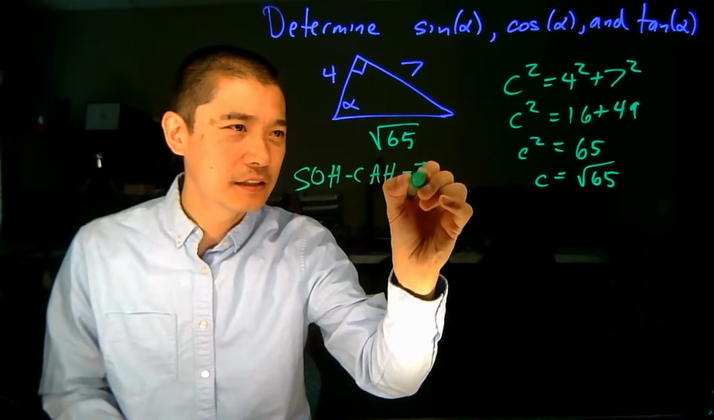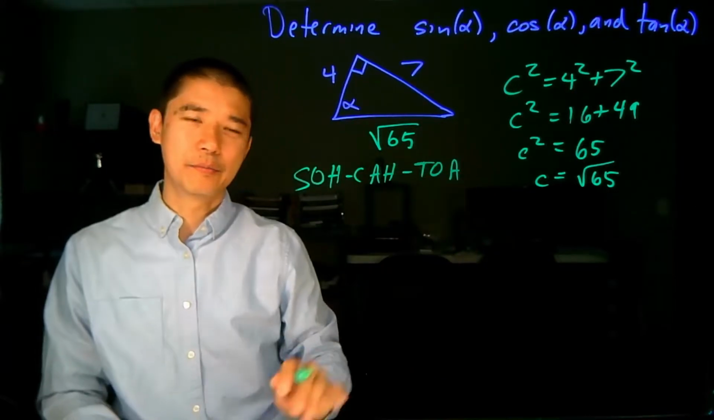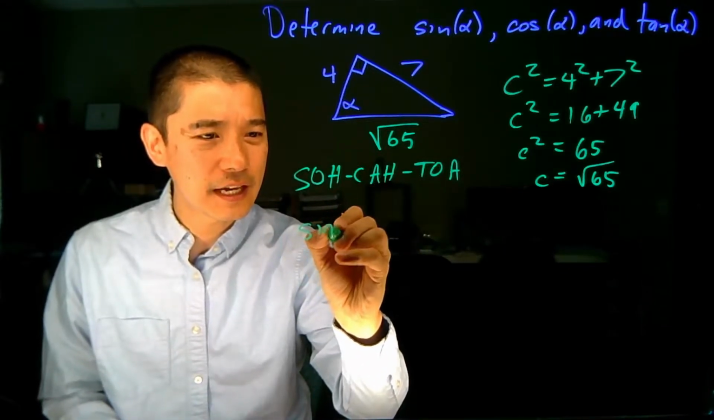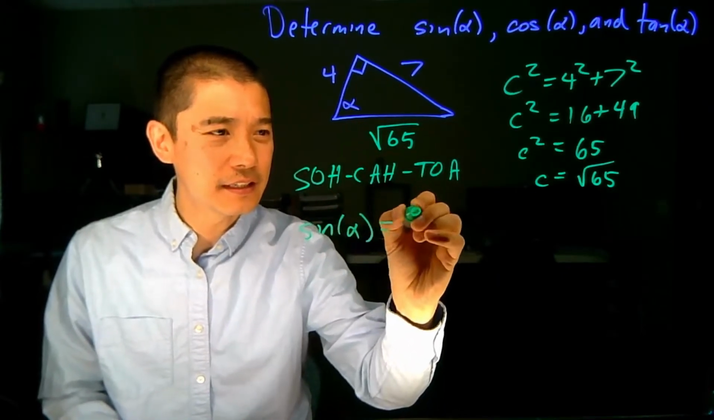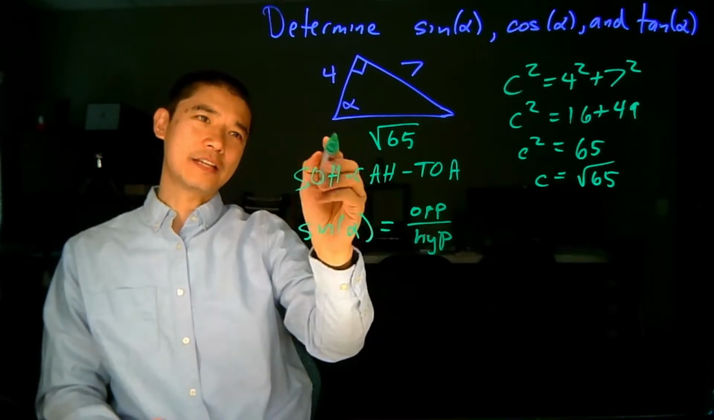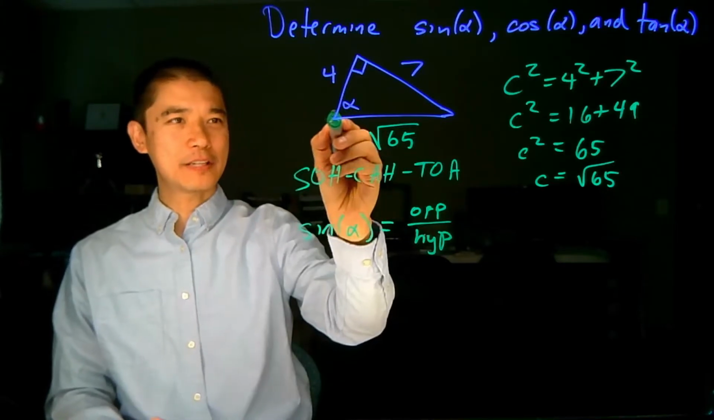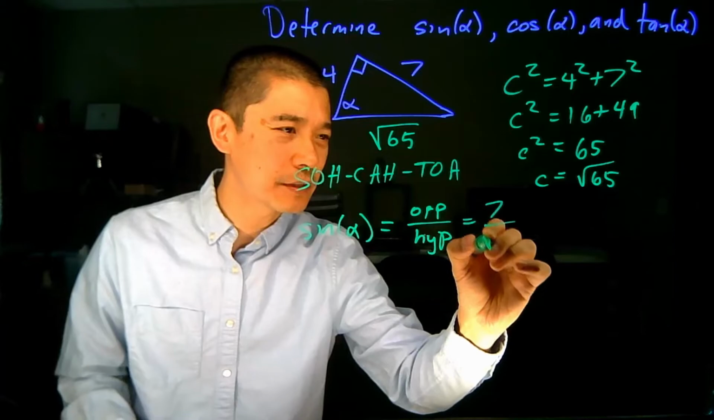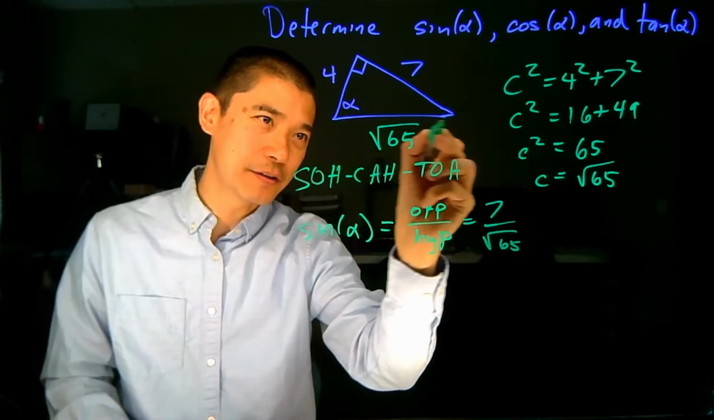SOHCAHTOA. Again, a bunch of meaningless symbols that remind us what the relationships are. So sine of alpha is the opposite over the hypotenuse. Now in this case, here's our angle alpha. The opposite side is 7. And the hypotenuse is the square root of 65. Right, so again, the hypotenuse is the longest side down here.